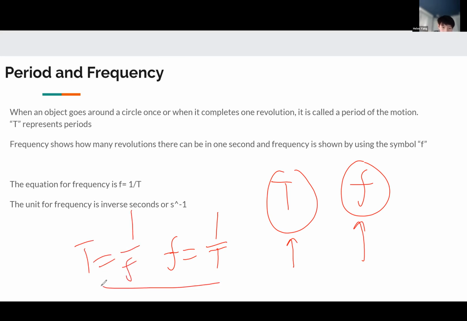These are two important equations when talking about circular motion. As for the unit for frequency, the unit for the period of motion T is seconds. So if you're using this equation to find the unit for frequency, it would be 1 over seconds, which is just the inverse of seconds. So s to the power -1, or 1 over s.